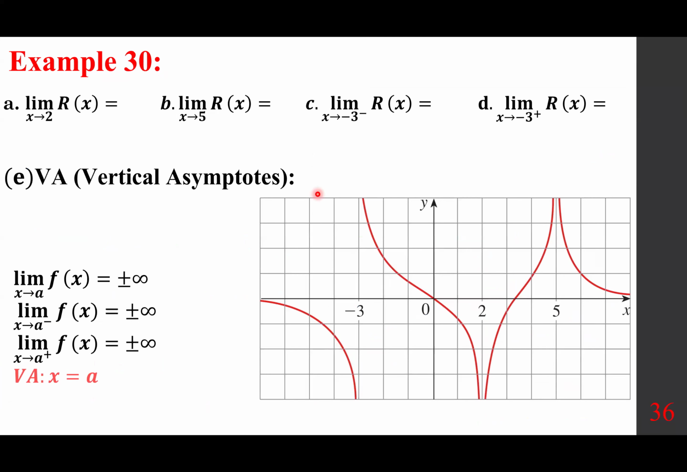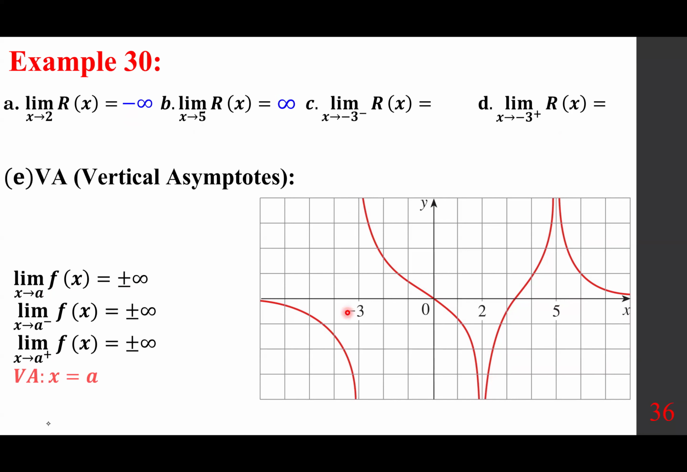We are given the graph and we want to find the following limits. So I'm going to remind you of VA, short for vertical asymptote. If the limit of f of x as x approaches a, or a from the left or right, is negative or positive infinity, that gives rise to the equation of a vertical asymptote, x equals a. So for 2, we are approaching 2 from the left and right, negative infinity. It goes down to negative infinity. For 5, left and right takes us up to positive infinity.